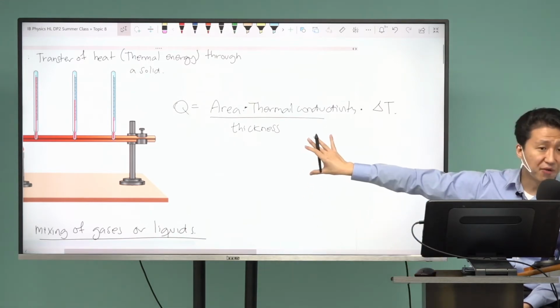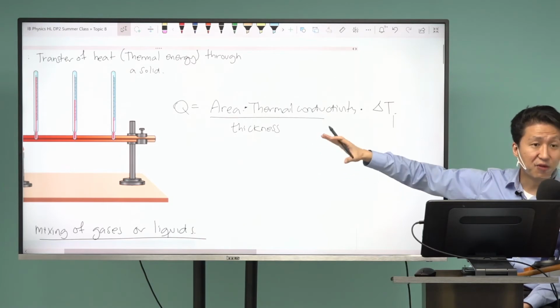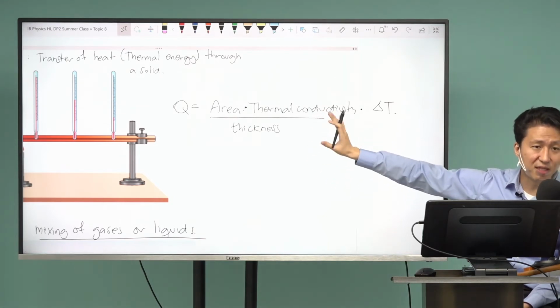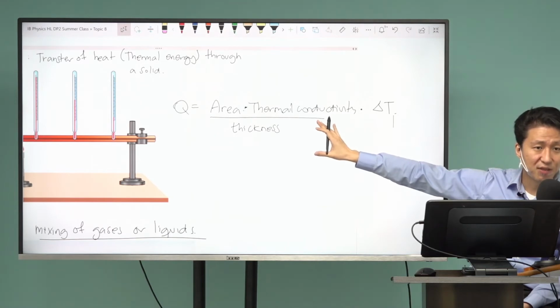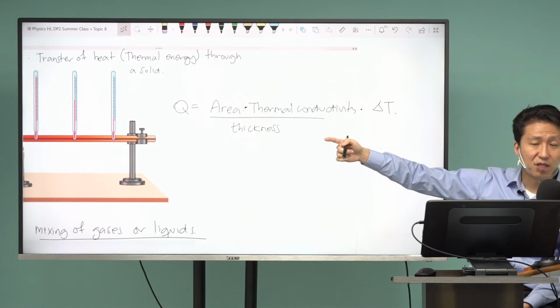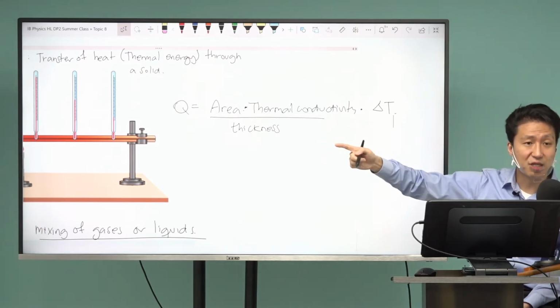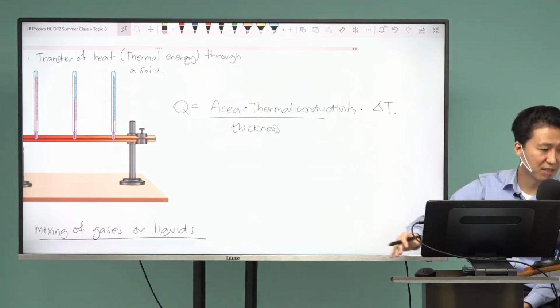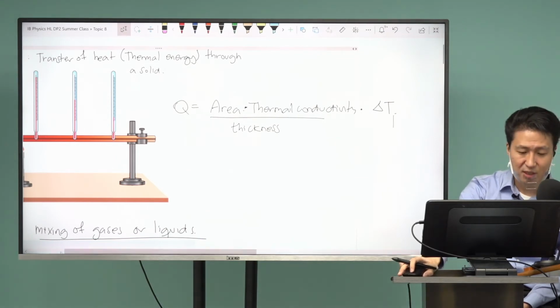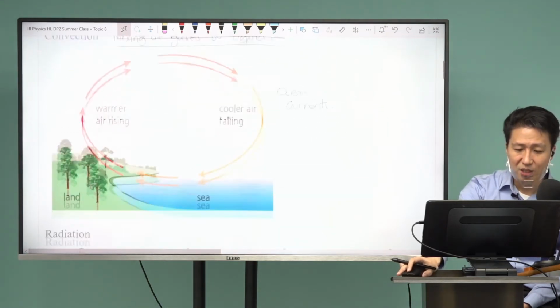Next, there's a model for this. If you have studied chapter 3, you know that temperature is a measurement of kinetic energy of the atoms. Therefore, in conduction, what transfers the energy is the collision of the atoms, atomic vibrations.